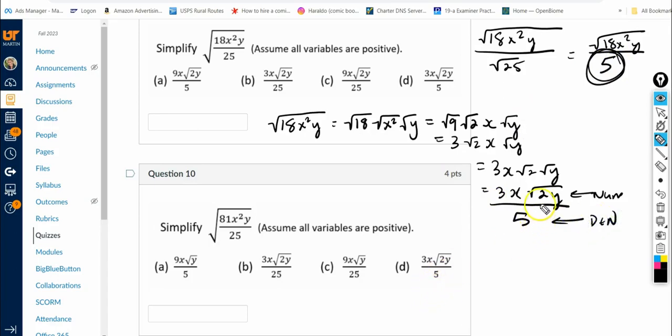Okay, so I'm going to look for the one that looks like this, and it looks to be that one. So my answer is D.